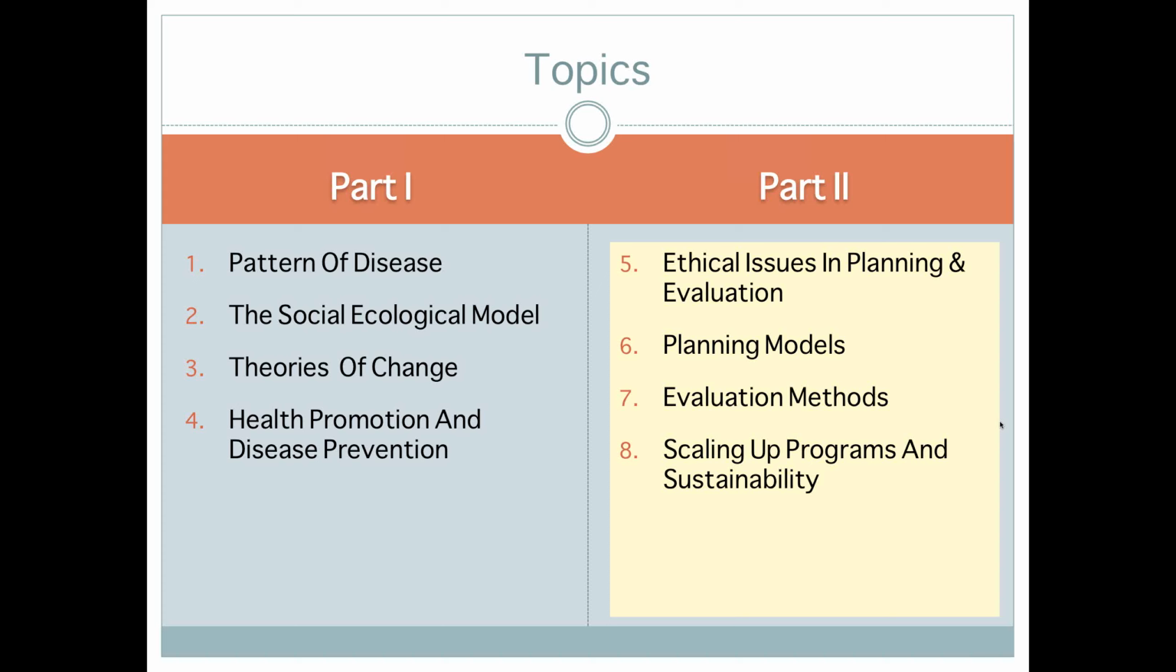During the second part of the webinar, we're going to be talking about the 4 issues that are listed on the right side of the slide. So we're going to start off with talking about an overview of some of the major ethical issues that are involved in program planning and evaluation. We'll talk about planning models. We'll talk about methods for evaluating programs, and then we're going to conclude with strategies for scaling up programs and promoting program sustainability.